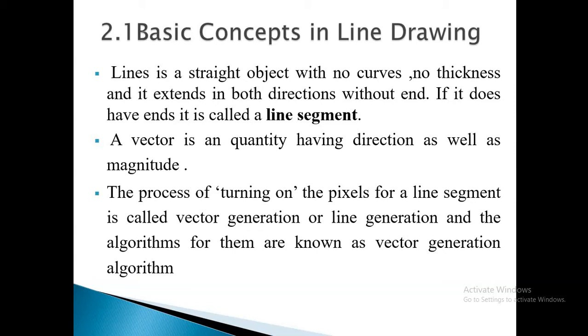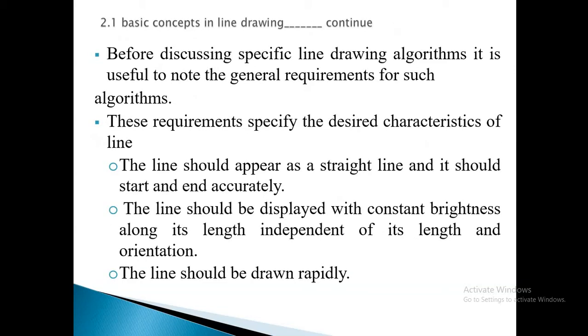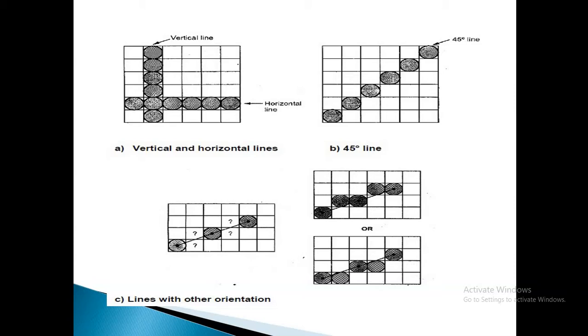Another point about the concept of a line is that a line is straight and has no curves and no thickness. In this figure there are vertical lines and horizontal lines, and 45-degree lines, but lines have no curves and no thickness. Here are lines with other orientations.